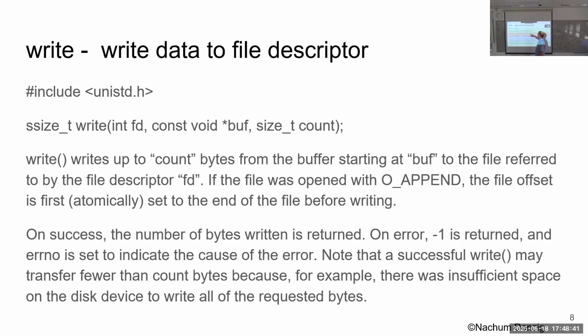Writes up to count bytes from the buffer, starting at buff, to the file referred to by the FD. Here's the FD again, here's the buffer, and here's the count. It's the same parameters, but now I'm doing the opposite. I'm taking from the buffer and writing to the file, but only writing at most count. Why would I write at most count? Well, it has to know how big this buffer is, otherwise it'll just keep reading forever.